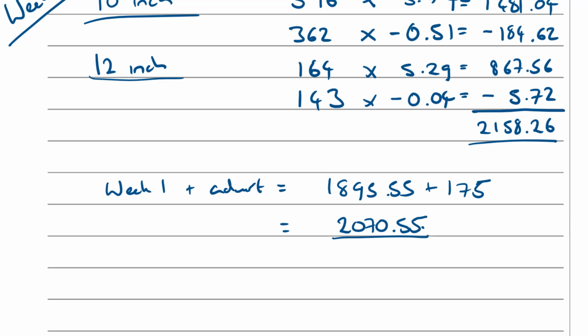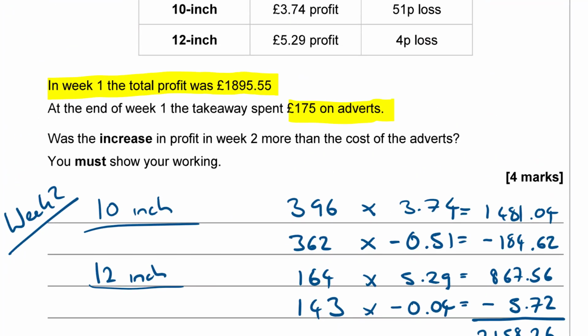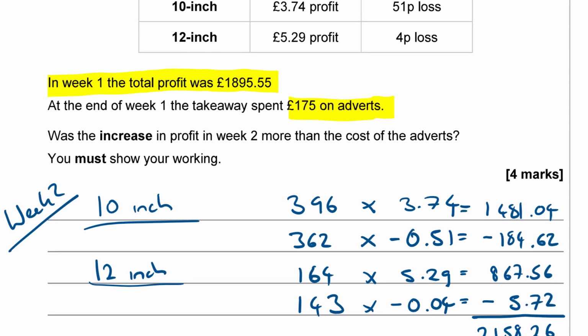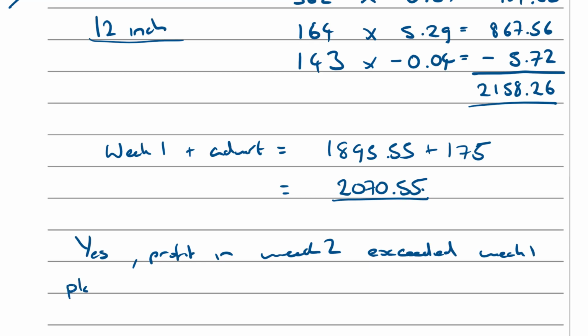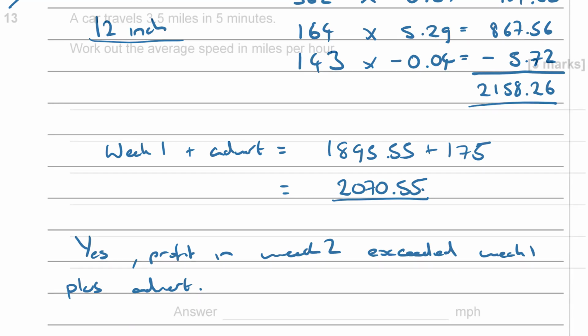So what do we need to find? What was the increase in profits more than the cost of the adverts? So I can just say that yes, profit in week 2 exceeded week 1 plus advert. Okay, so they made more money in week 2 than they did in week 1 plus the cost of the advert. So it was a good offer for them.